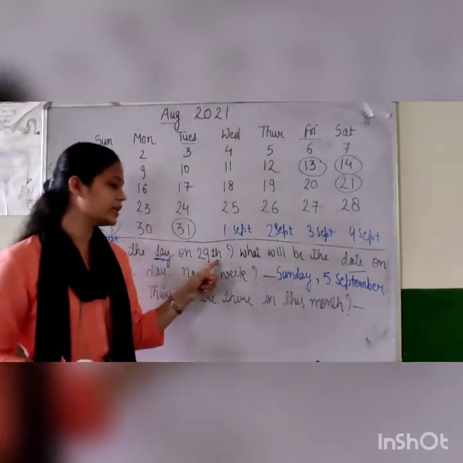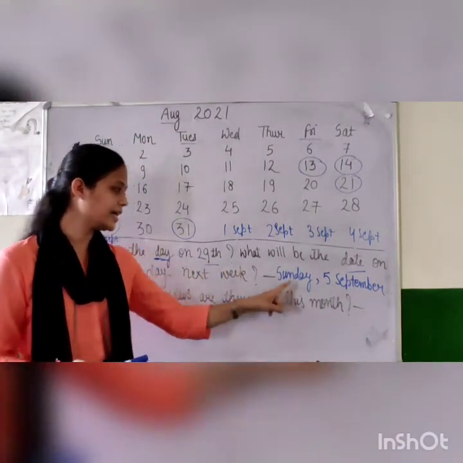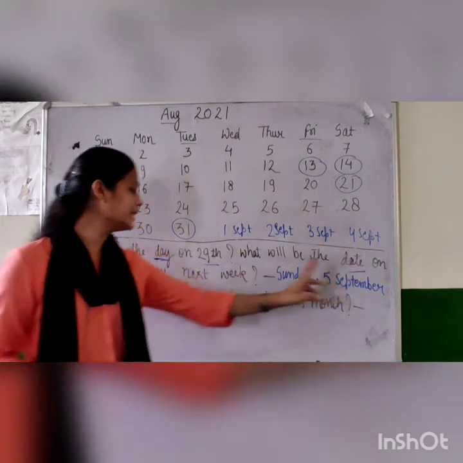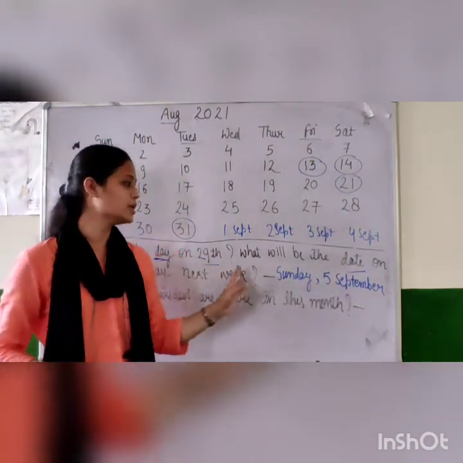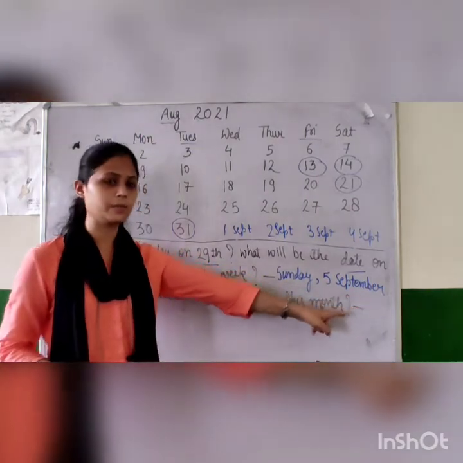What is the day on 29th? The first part answer is Sunday. And second part, what will be the day on the same day next week? It will be 5th September. So the answer of the second part is 5th September.